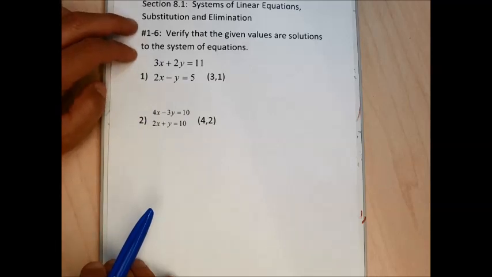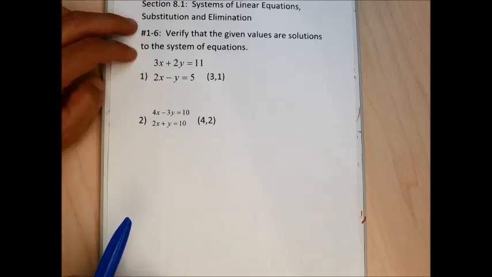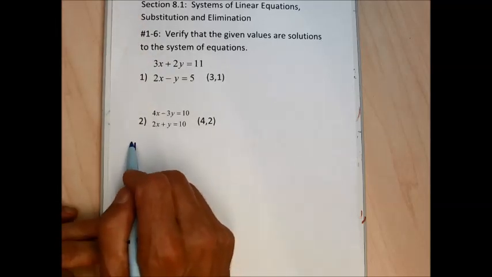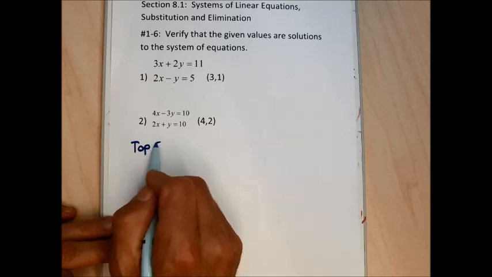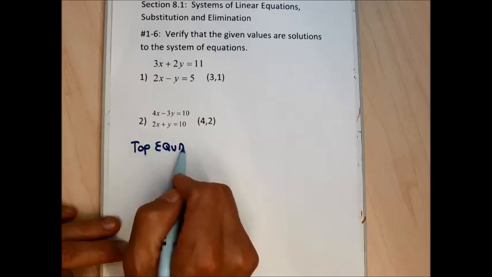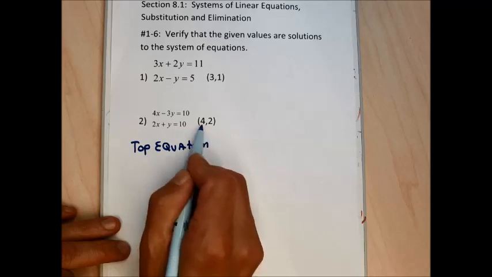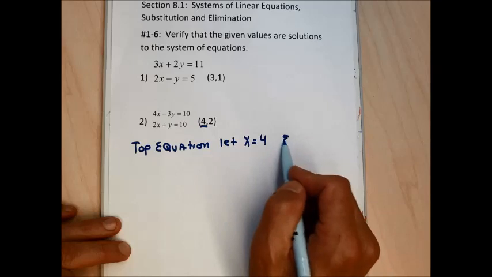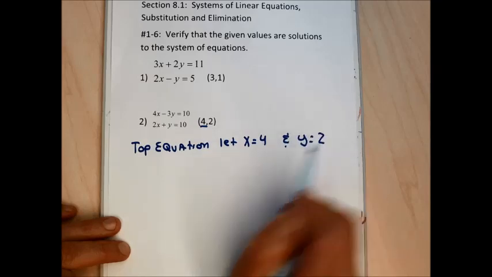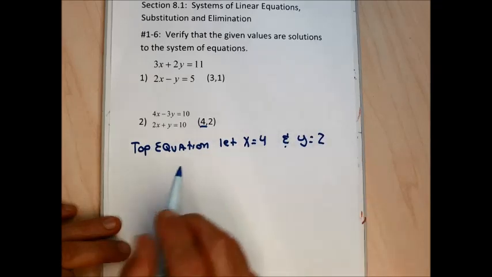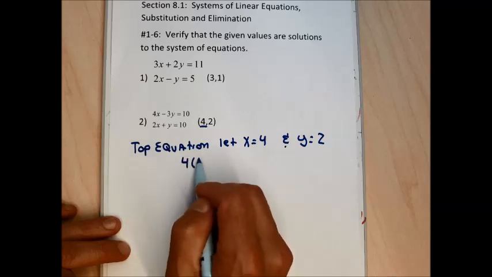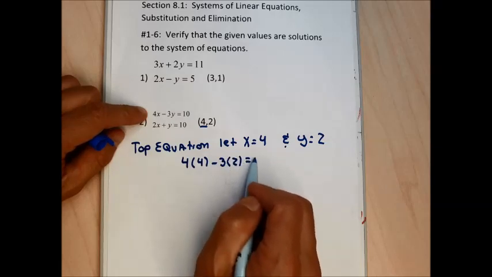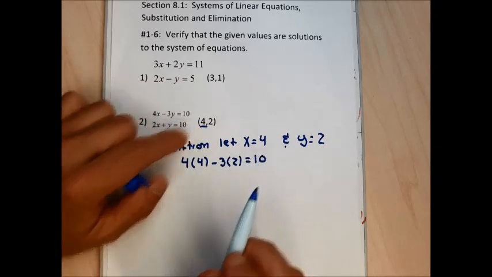For problems 1 through 6, the instructions say verify the given values are solutions to the systems of equations. To do this, I'm going to go to the top equation and let x equal 4 and y equal 2, and make sure that that's a true equation. If I can plug into the top equation 4 for x and 2 for y and get a true statement, that means the point 4, 2 is a solution to the top equation.